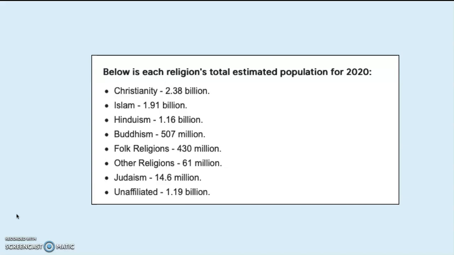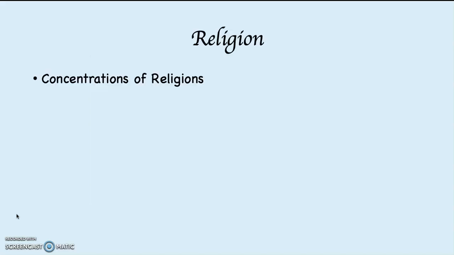Below is each religion's total estimated population for 2020. I realize it's not 2020 right now, but this is still pretty good data. Christianity, 2.38 billion. Islam, 1.91 billion. Hinduism, 1.16 billion. So if I ask you a question on the test, which religion or version of religion accounts for the single largest number of followers, you would say Christianity. Or number two would be Islam. Very good. Then you see Buddhism, 507 million, folk religions, 430 million, other religions, 61 million, Judaism, 14.6 million, and then unaffiliated, 1.19 billion. Yep.